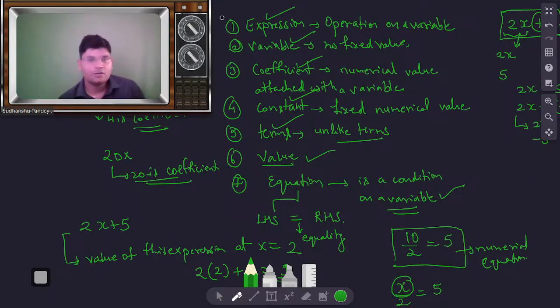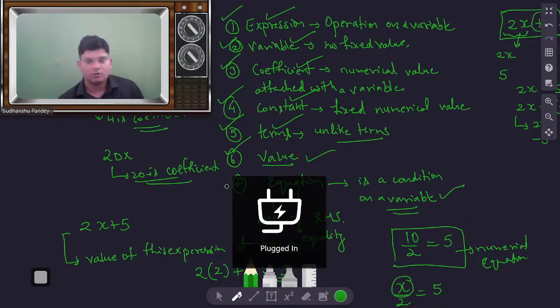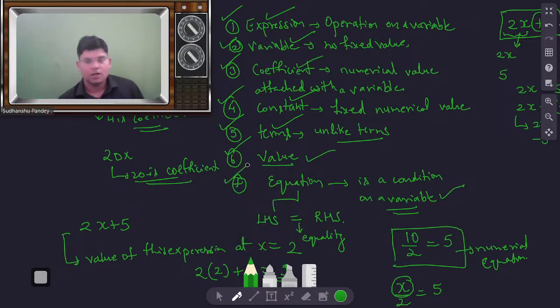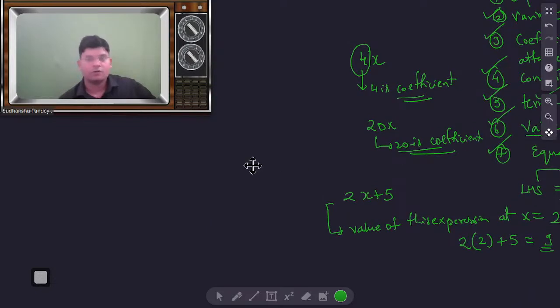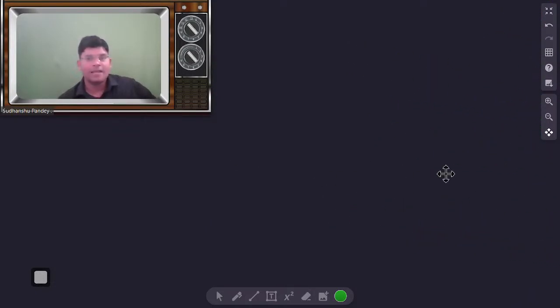I am again telling you, please mark it. So we have understood expression, variable, coefficient, constant, terms, values and equation. Any doubt in these 7 topics? No, sir, no doubts. Wonderful. So equation is like a balance scale.